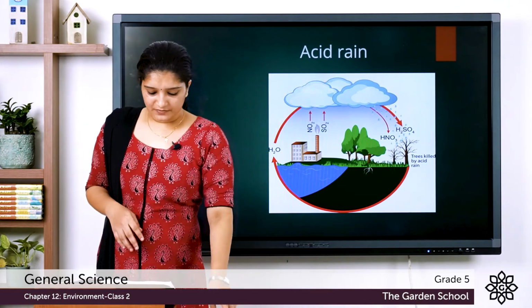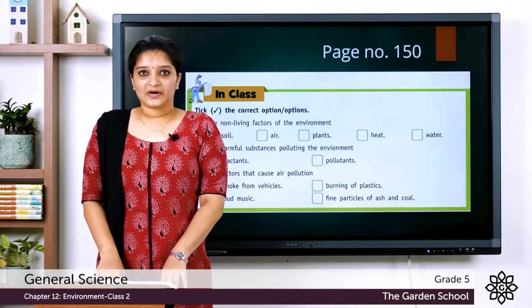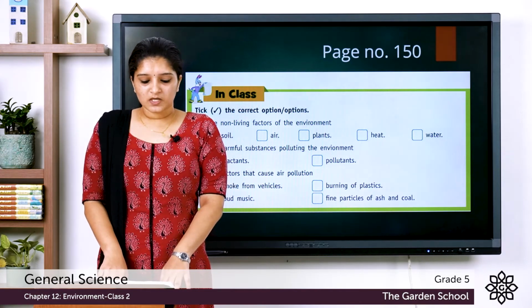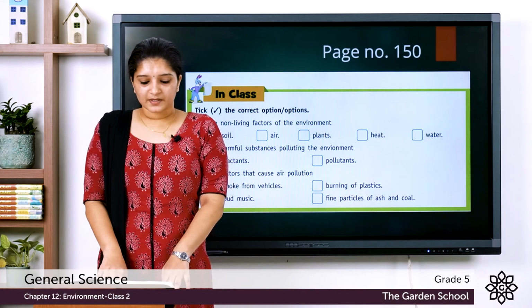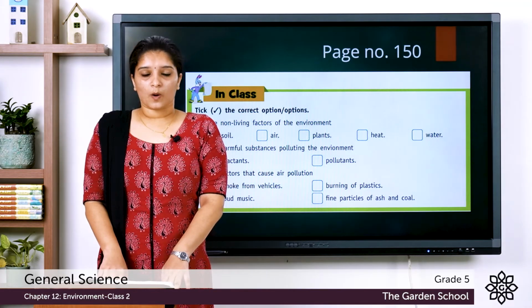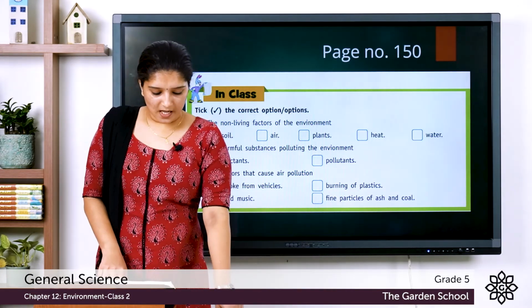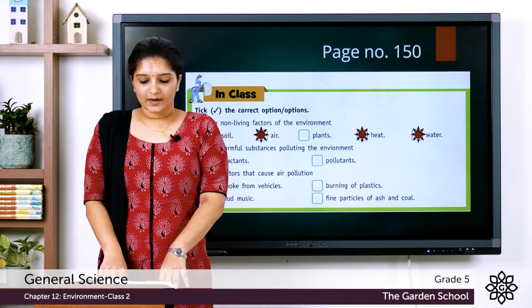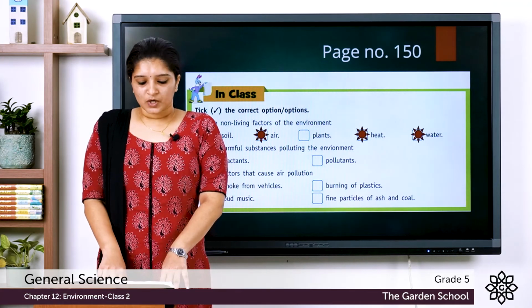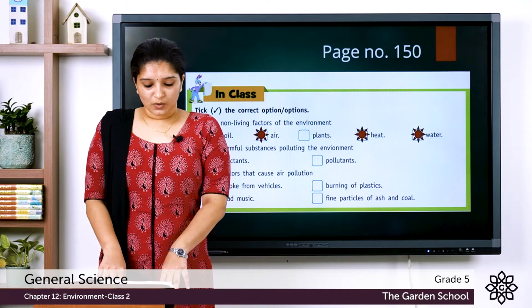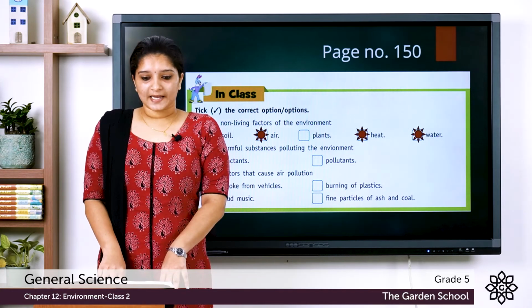Now let's do an activity on page number 150. There are 3 questions given and you have to choose the right options. The first question, the non-living factors of the environment. The options are soil, air, plants, heat and water. The answers are soil, air, heat and water. So the non-living factors of the environment in the given options include soil, air, heat and water.